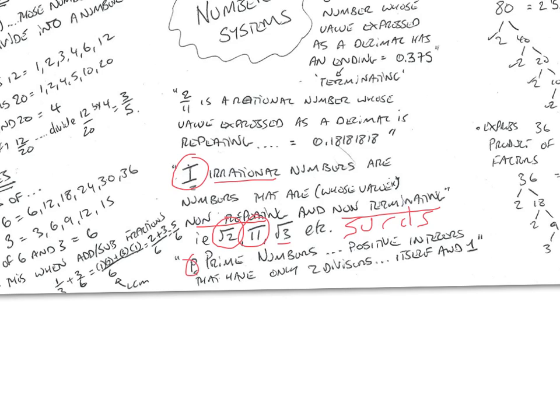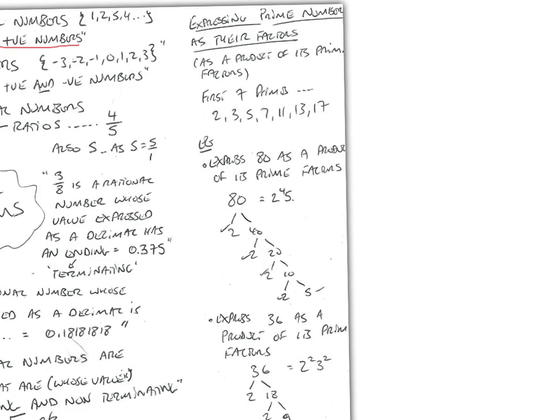Prime numbers, with a small p, are the positive whole numbers that have only two divisors, itself and 1. 2 is an example of a prime number. Its only two factors are itself and 1. Only 2 will divide into 2, and only 1 will divide into 2. If we were to list the first 7 prime numbers, we would have 2, 3, 5, 7, 11, 13, 17, and so on. All these numbers only have 2 factors, themselves and 1. They're only divisible by themselves and 1.